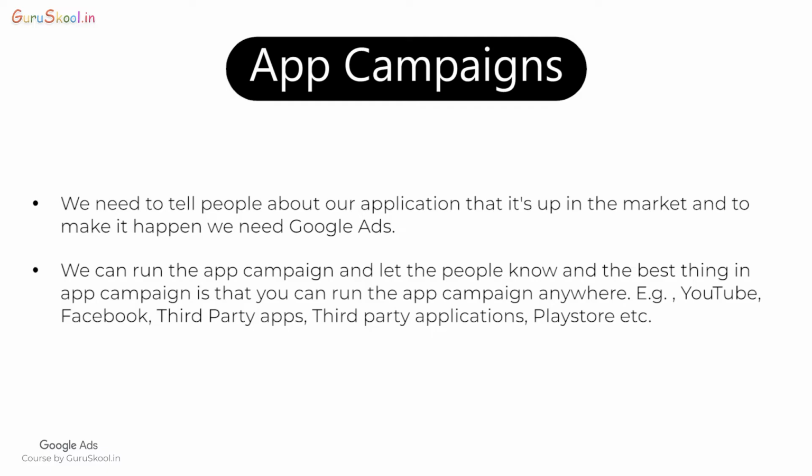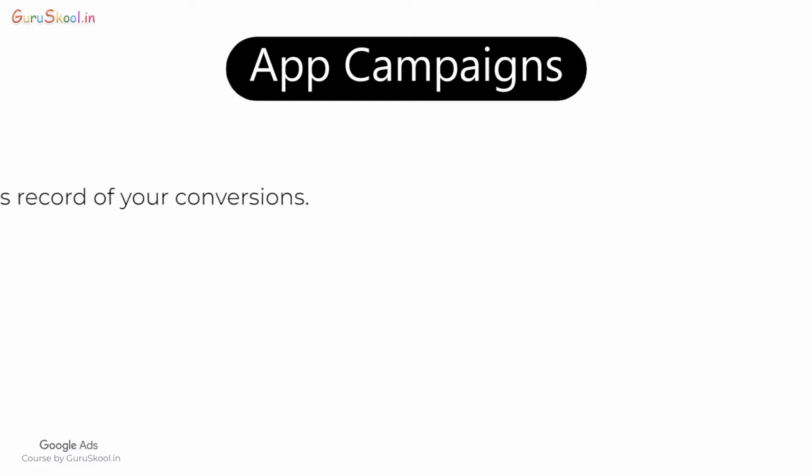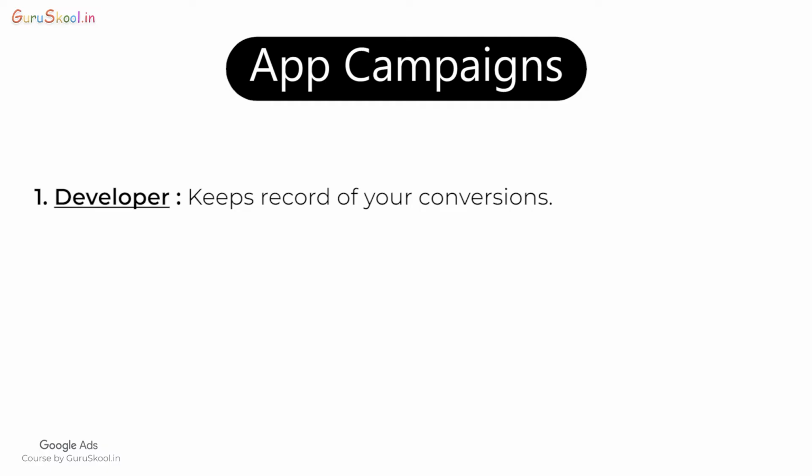Now what do we need to do? First of all, we need to get in touch with our developer. Why? Because the developer is the one person who can keep the records, keep track of your conversions. The developer created your application and then he will keep track of your conversions. So the developer is the first main person. Do not let go of your developer who has created your application. That was the first step of how you can keep track.